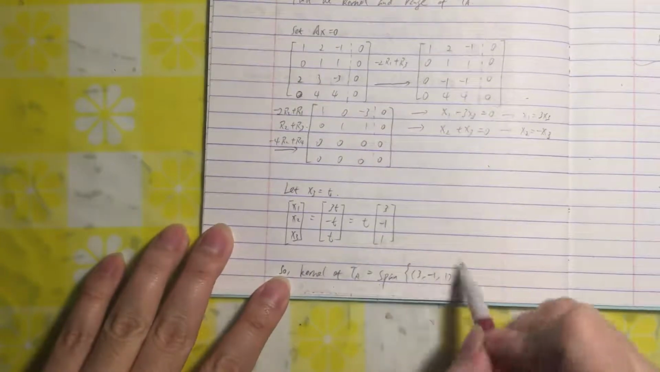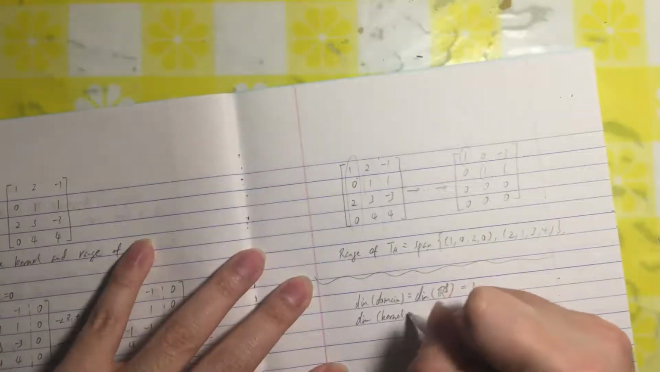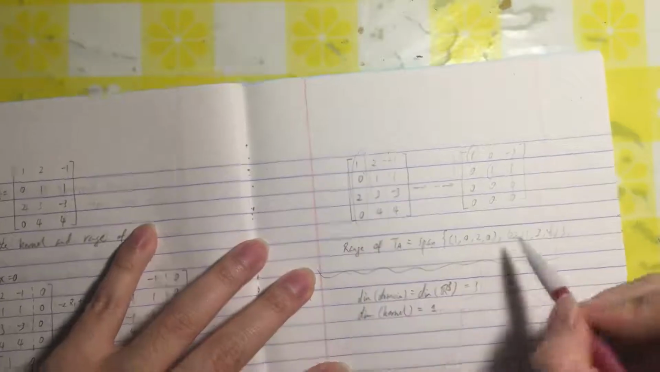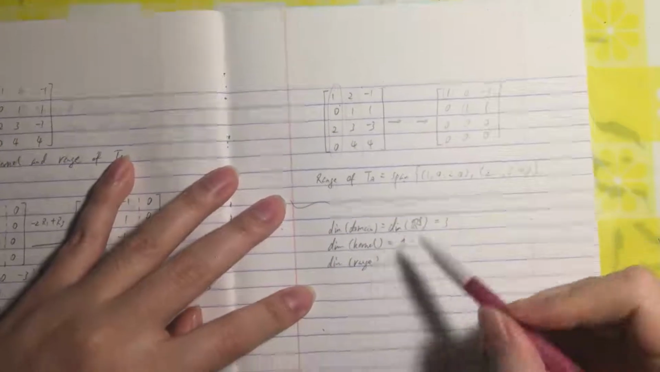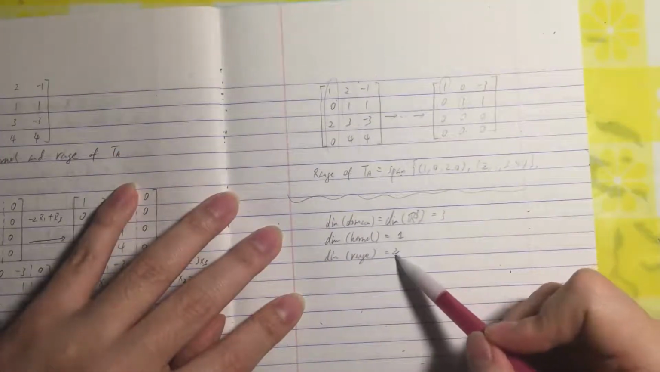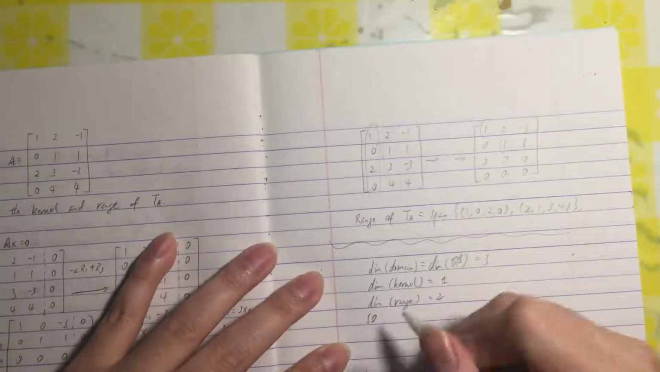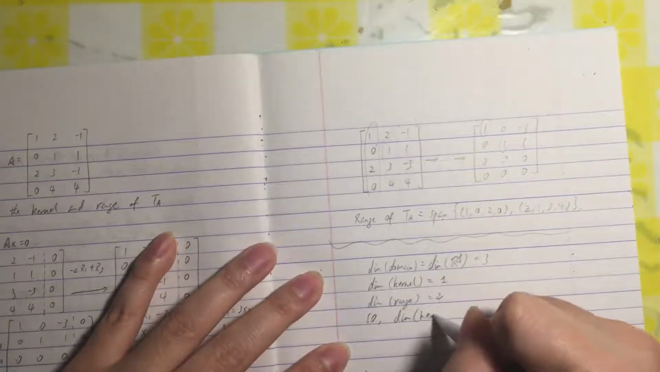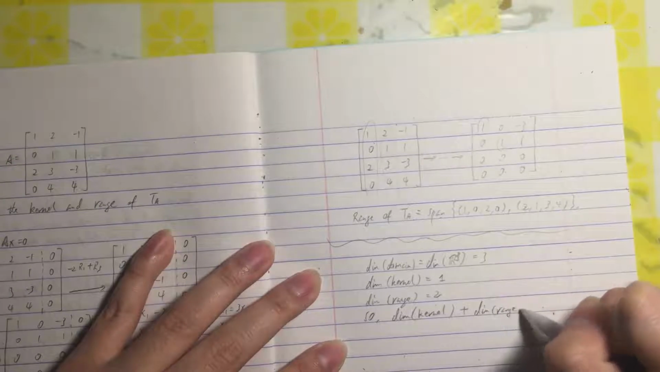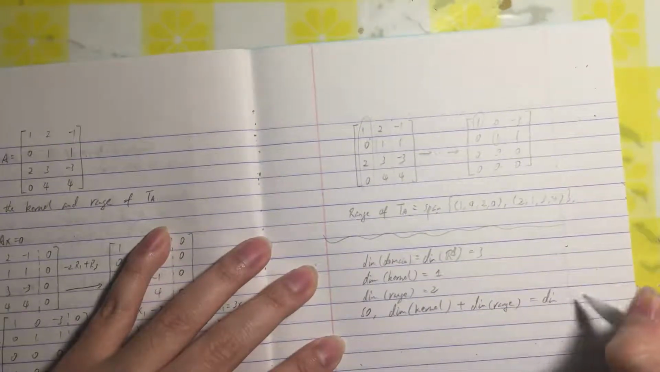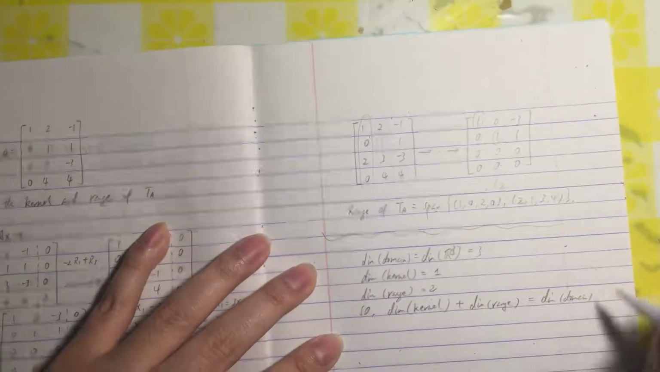And we know that the dimension of the kernel here is 1. There's only one vector in the basis. So the dimension of the kernel is 1. And for the dimension of the range, there are two vectors in the basis. That means the dimension of the range is 2. Here we can verify that the dimension of the kernel plus the dimension of the range equals the dimension of the domain. That's how we verify the previous theorem.